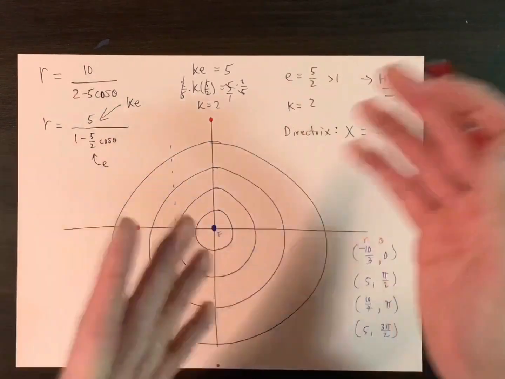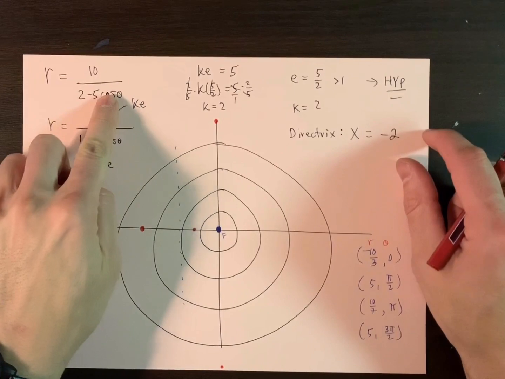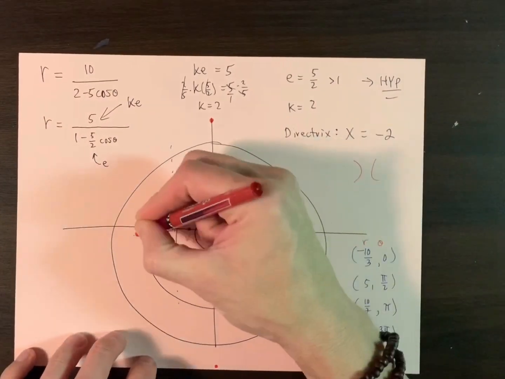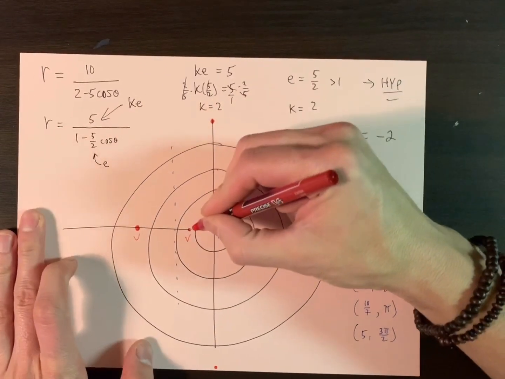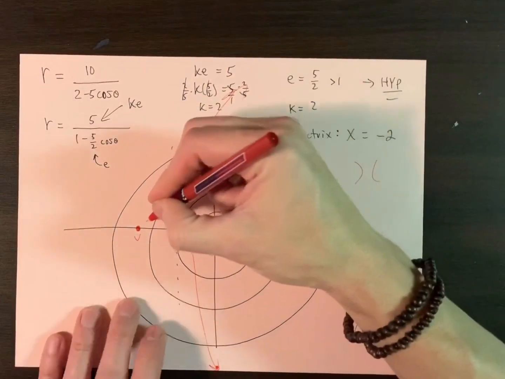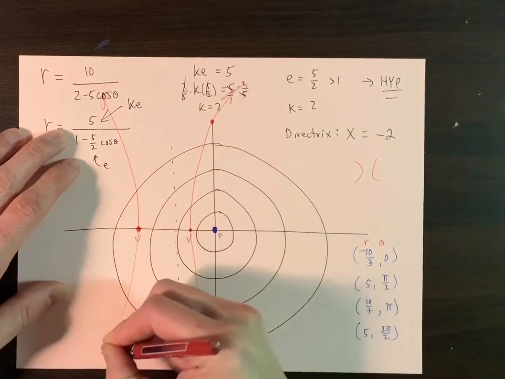Now, what does this look like? Well, remember, this is a hyperbola. And since it's cosine, the hyperbola opens sideways. And these are your vertices. So it should look something like this. Something like that. Okay, and this should be something like that. So it's a really tall, really steep hyperbola.